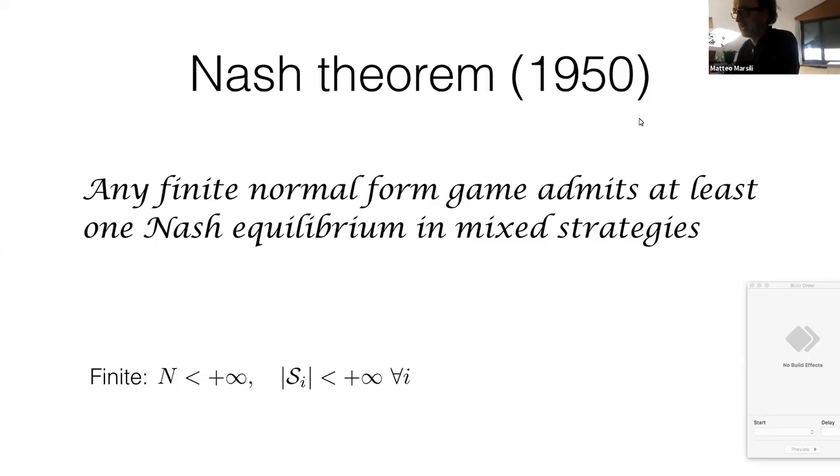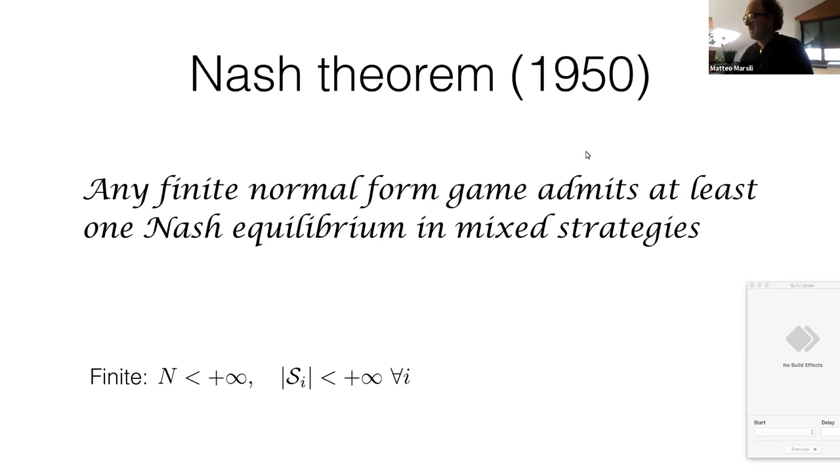Okay, so let's start with a short recap of game theory. As we have said, a game is a model of strategic interaction between individuals, and it is formalized by a set of strategies for each of the players and by payoff functions. And the main result is Nash's theorem in 1950. It says that every finite normal form game admits at least one Nash equilibrium in mixed strategies.